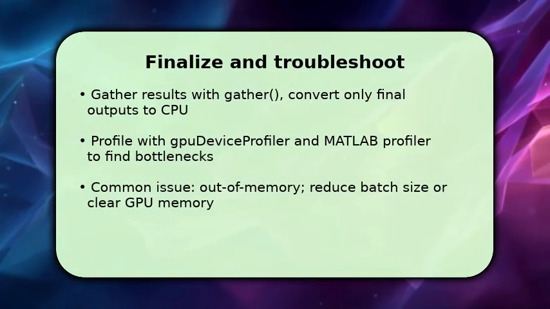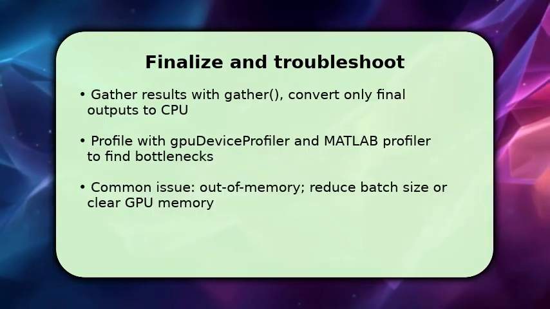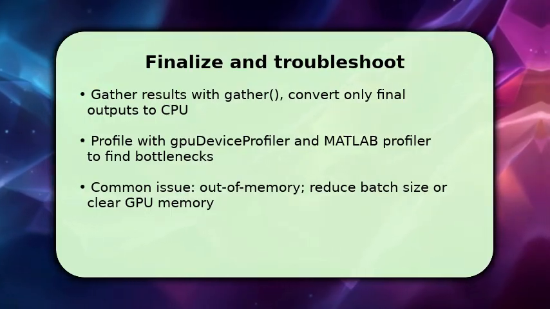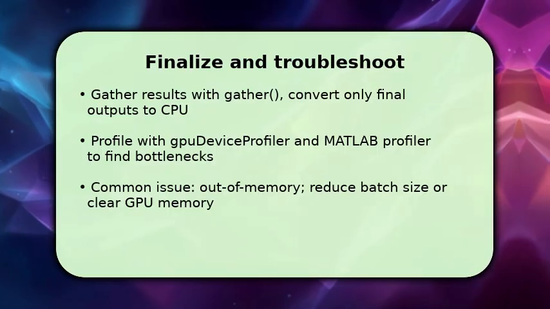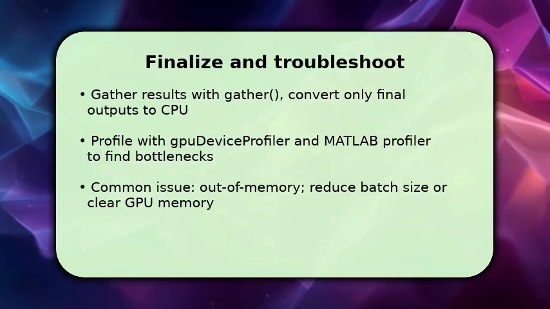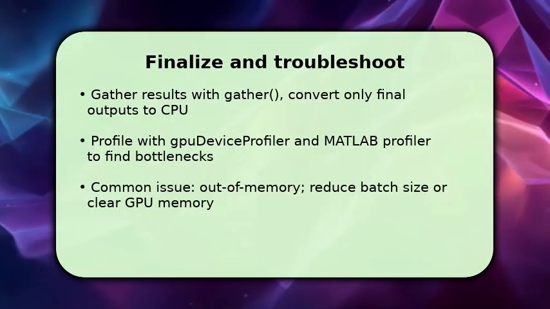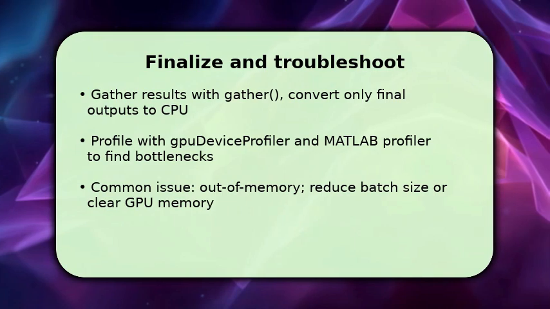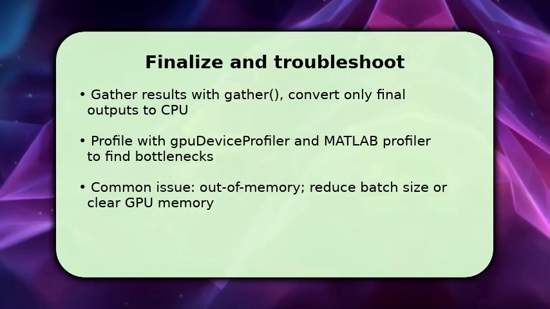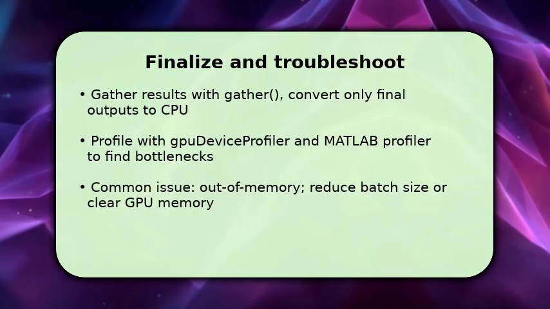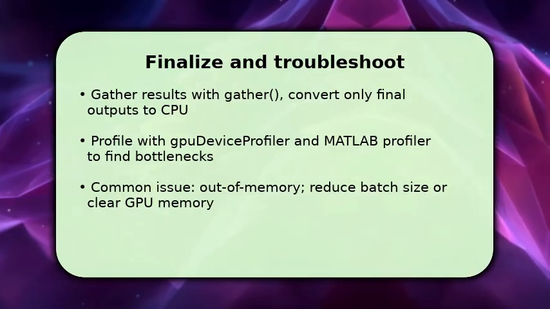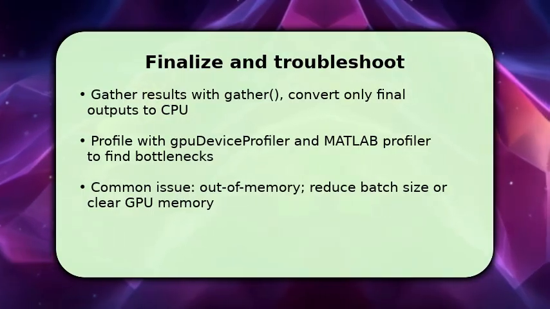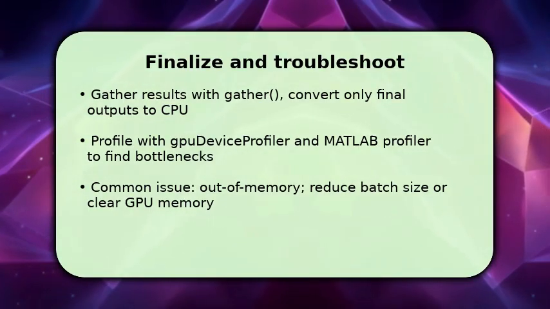You finish by gathering results back to the CPU with gather, only for final outputs. Avoid frequent gather calls. Then profile using the GPU device profiler and MATLAB profiler to locate kernels or transfers that dominate time. If you need persistence across runs, clear GPU memory with reset(gpuDevice) or clear variables. A frequent problem is out of memory. If that happens, reduce batch sizes, use single precision, or process data in tiles. If errors persist, restart MATLAB and rerun gpuDevice to reinitialize the GPU state.